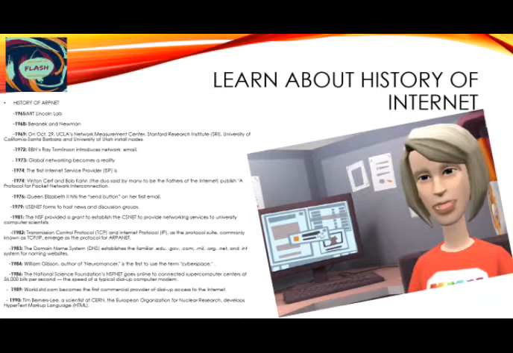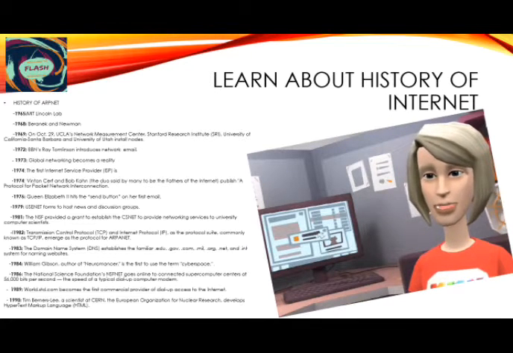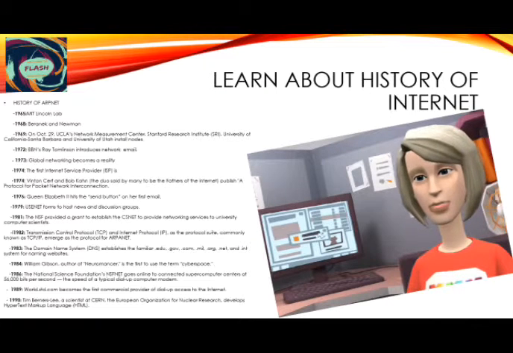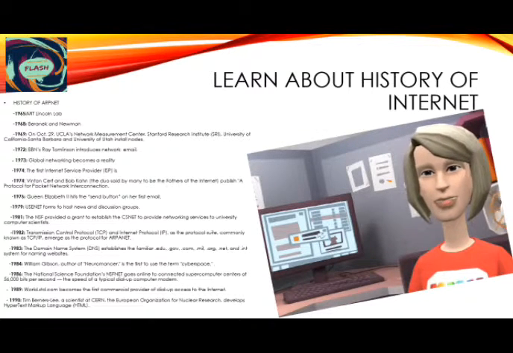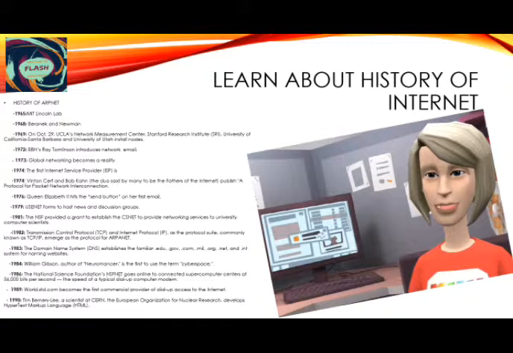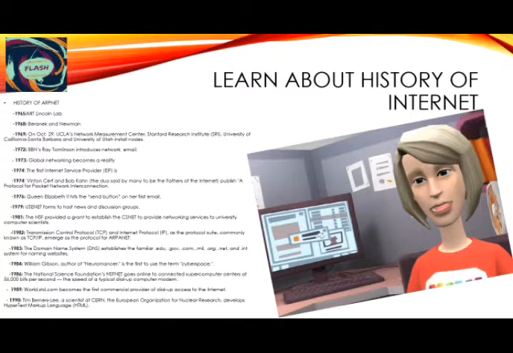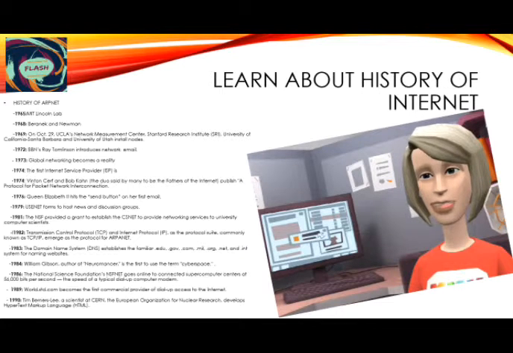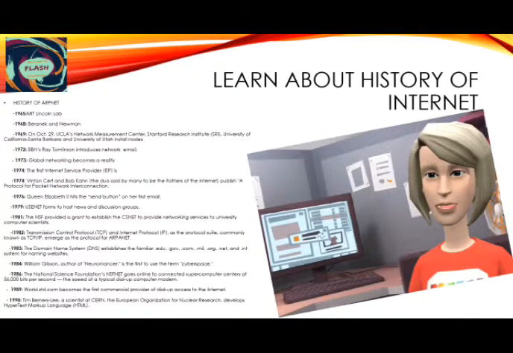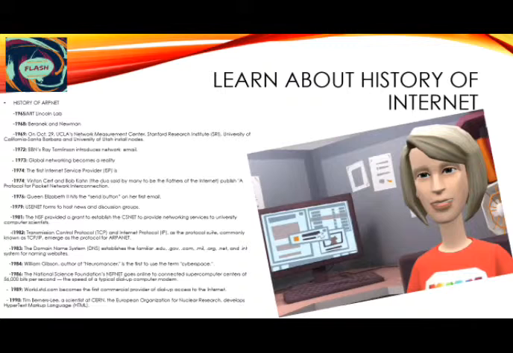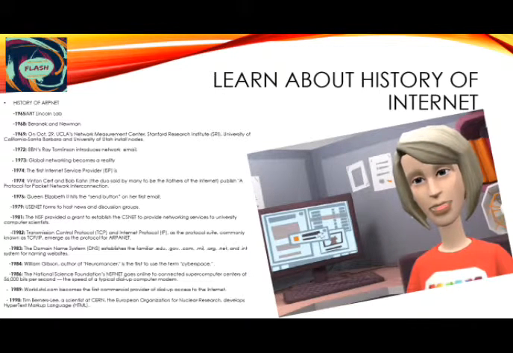In 1981, the National Science Foundation, NSF, provided a grant to establish the Computer Science Network, CSNet, to provide networking services to university computer scientists.